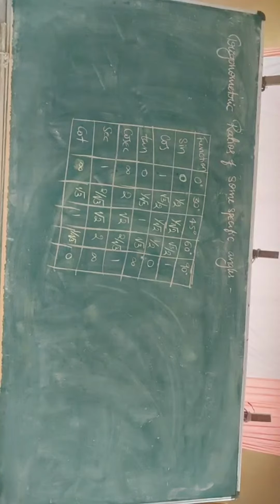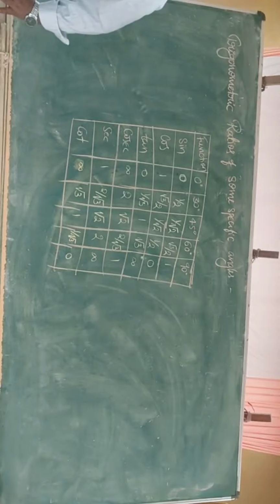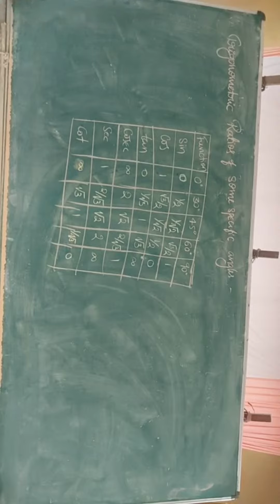Is finished? See, proofs are not necessary. How sine 0 is 0? How sine 45 is 1 upon root 2? Those proofs are not necessary here. From the exam point of view, you don't want those proofs. Okay? You only need to remember the values.